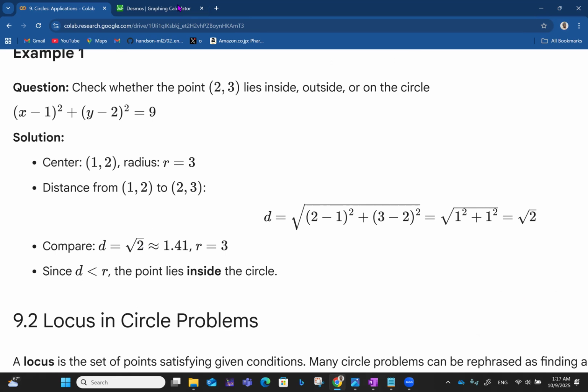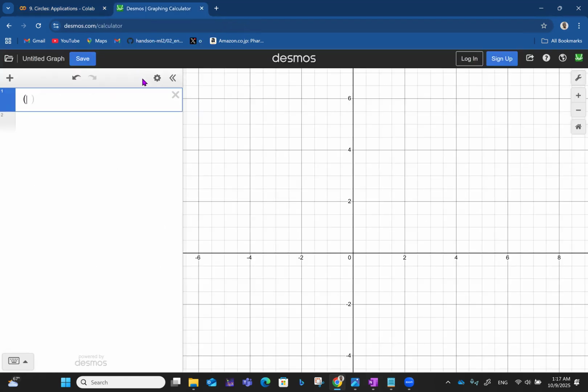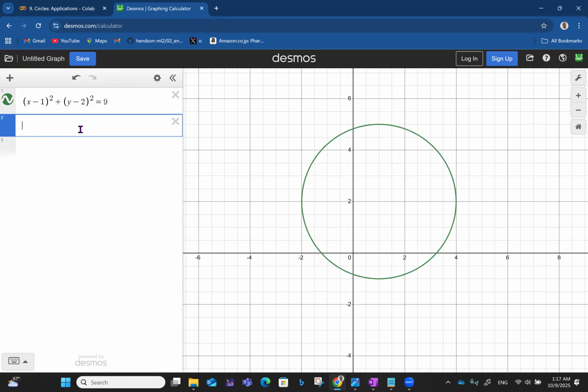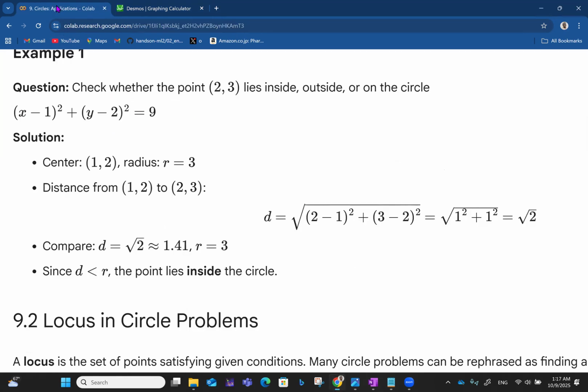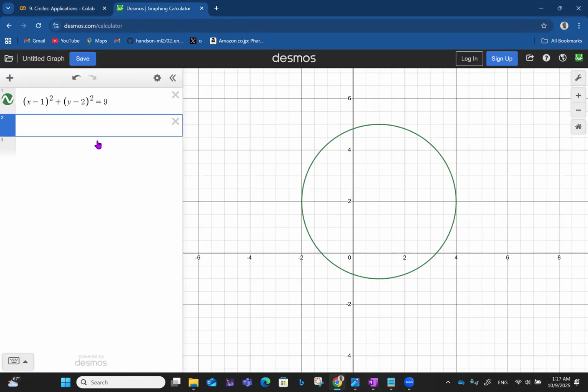We can visualize that for sure. (x minus 1) squared plus (y minus 2) squared equals 9, so that's a circle like that. We have seen from this calculation that the distance is less than the radius. As a result, the point (2, 3) lies within the circle. So let's see, (2, 3). You see it lies inside the circle.